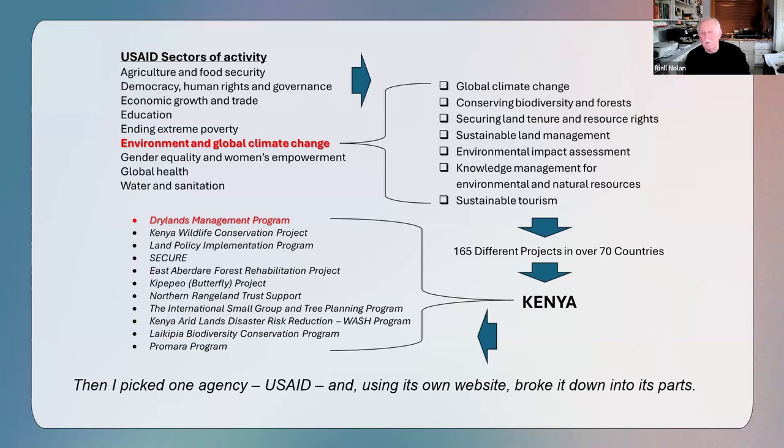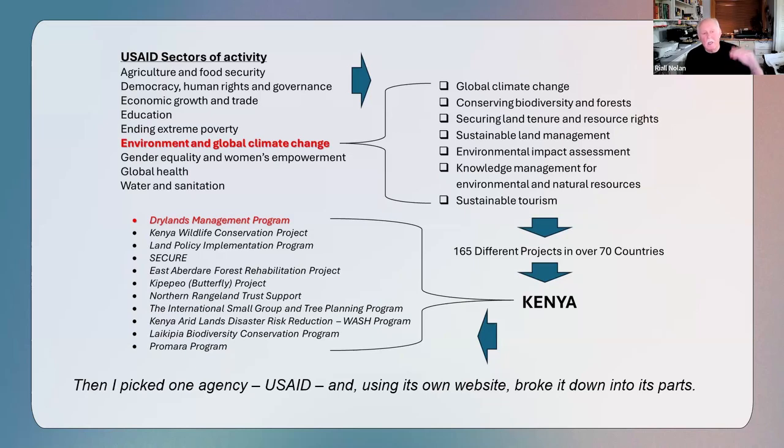And one of those countries happens to be a country that I like very much, and that's Kenya. So I thought, let's go to Kenya and look at what's going on in the realm of environment and climate change in Kenya that's funded by USAID. And we're back now to the lower left-hand side. And here are all the projects that USAID, this was about 5 years ago, is doing in Kenya that relate to the environment and climate change. And I picked out one of those, a drylands management program. And I thought, let's find out what that's about.